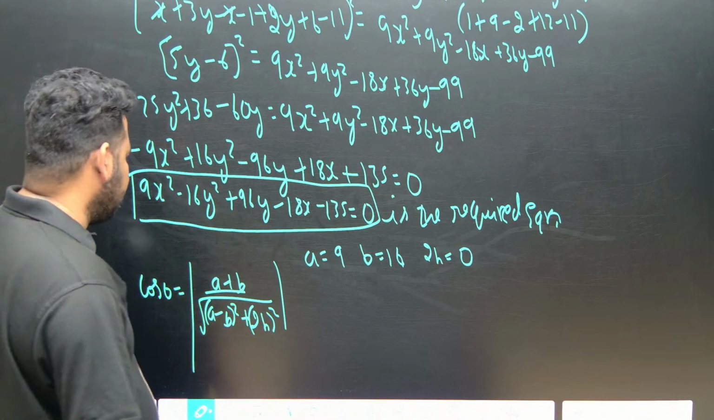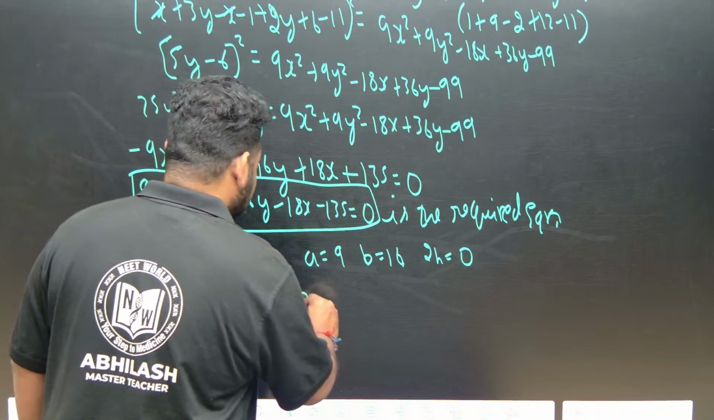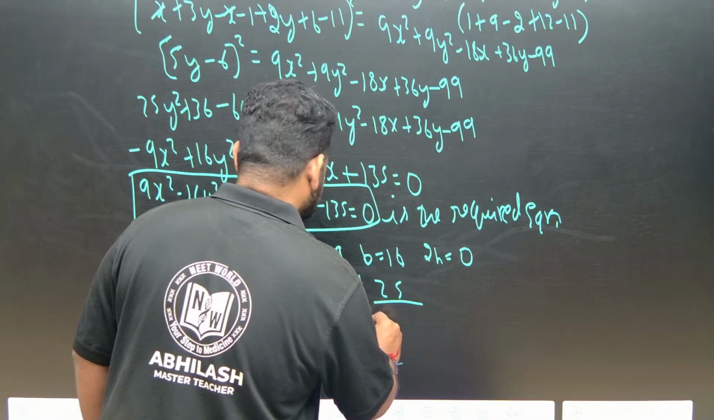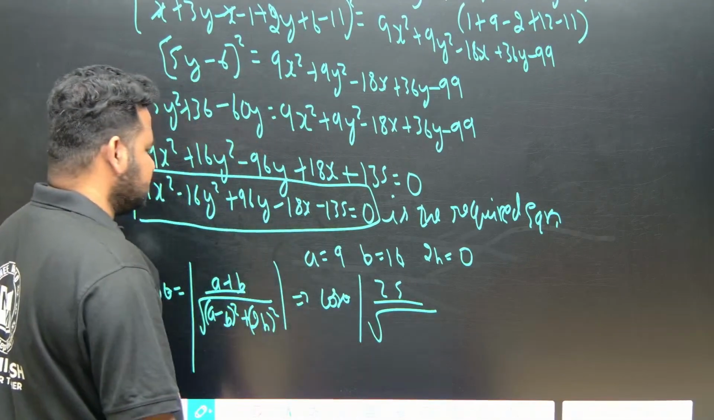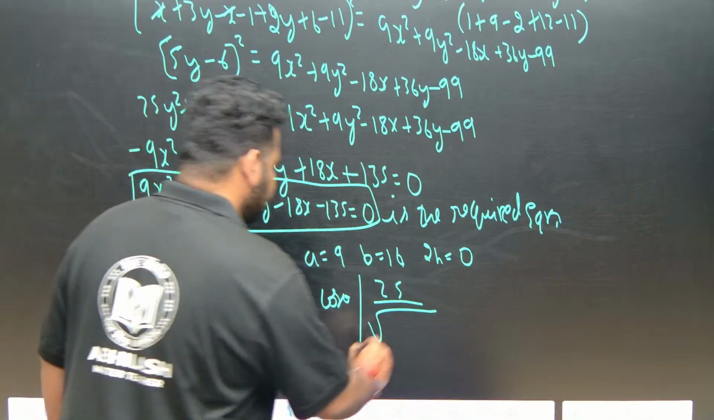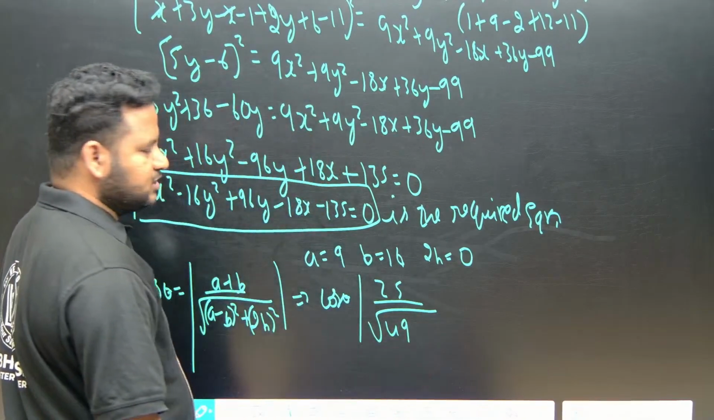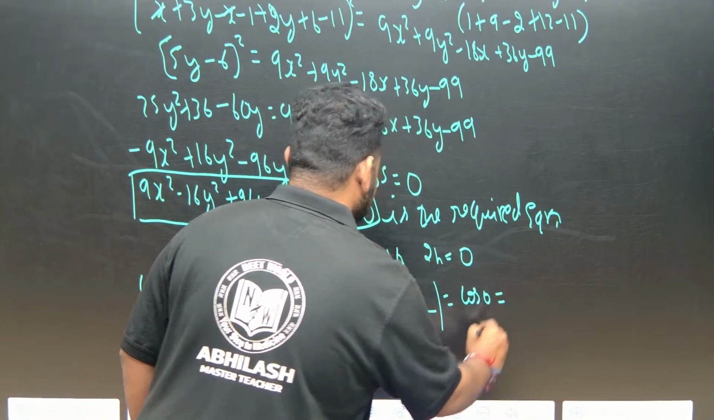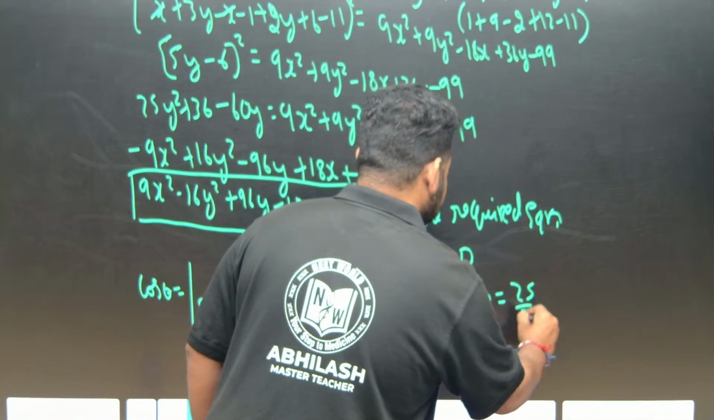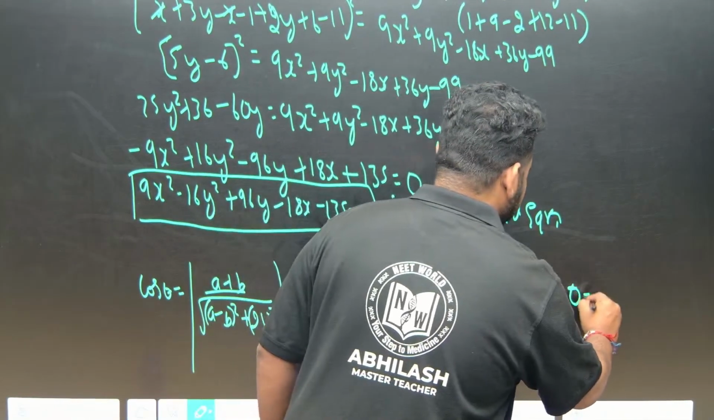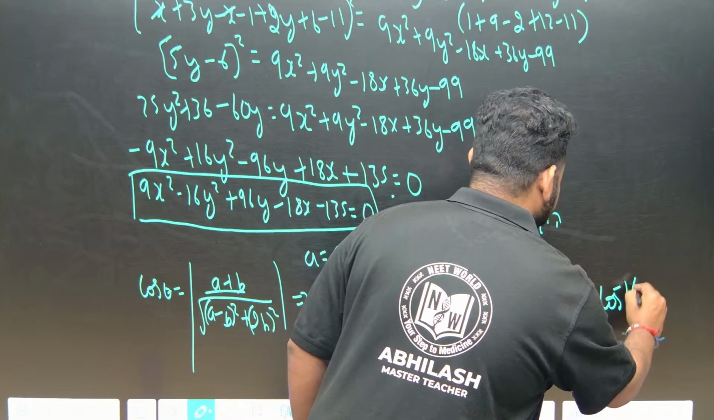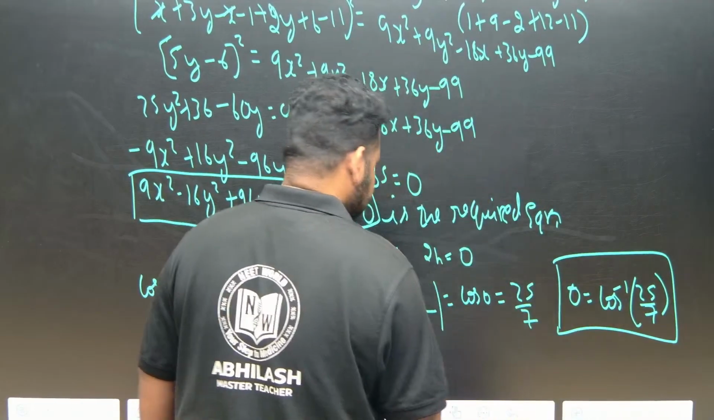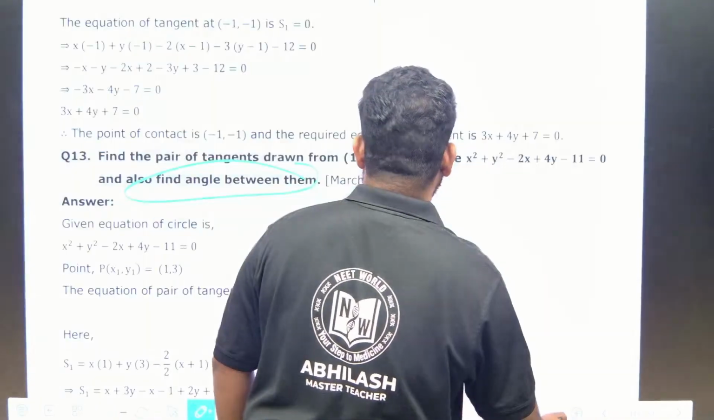If you put the values, this implies cos theta is equal to a plus b, a plus b is 25, square root of a minus b, a minus b is 49, correct? 16 minus 9 is 7, 49 plus 2h squared, which is equal to 0. So cos theta is equal to 25 by square root of 49, which is 7. So theta will be equal to cos inverse of 25 by 7. This is the way to solve this question.